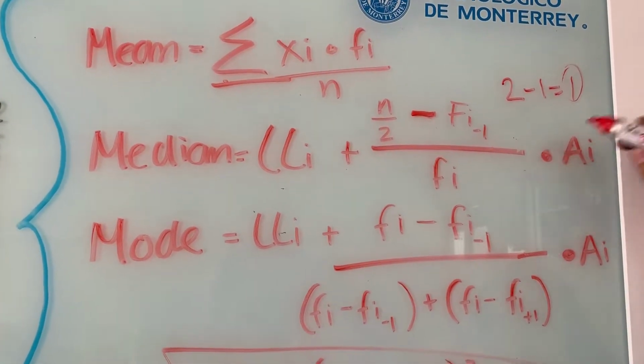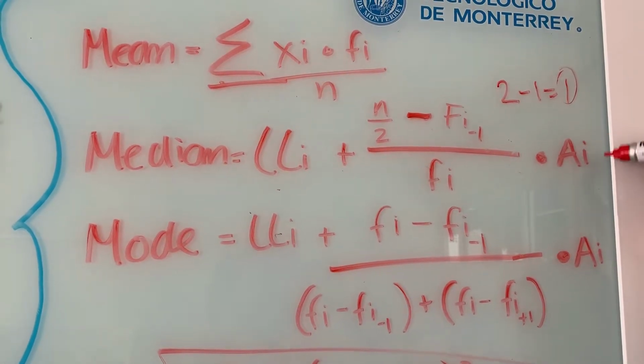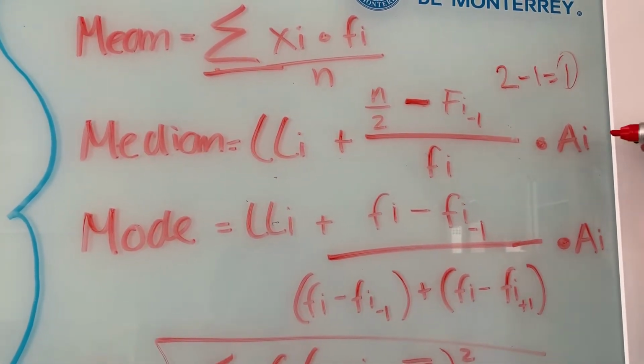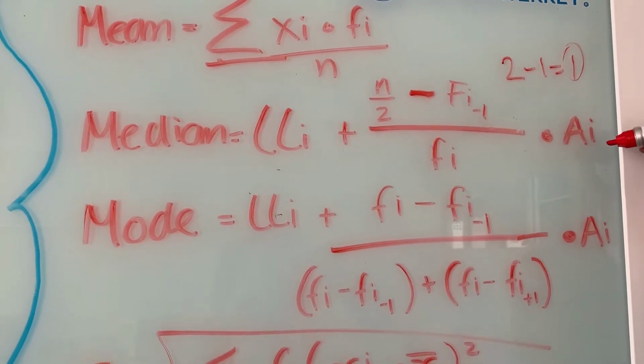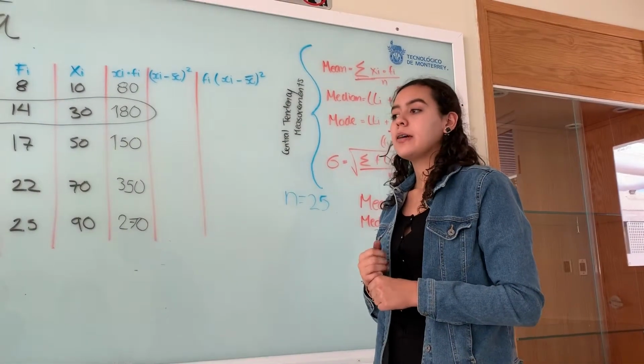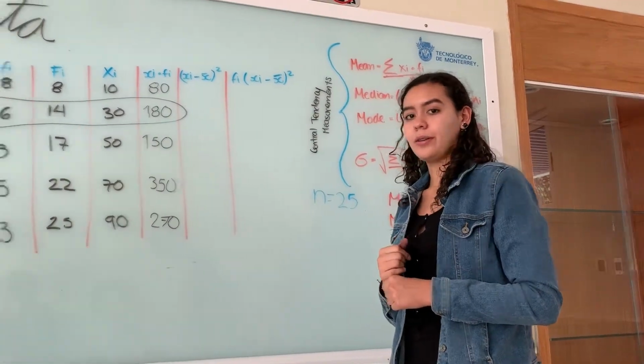And then we multiply it by the range, and the range is the upper limit less the lower limit, and in this case it's going to be 20. Now that we know how the formula works, my partner is going to do the substitution.